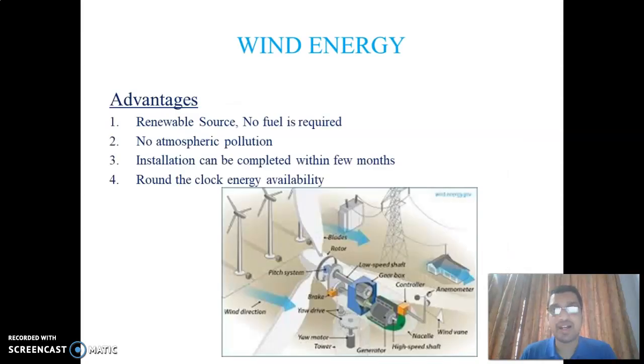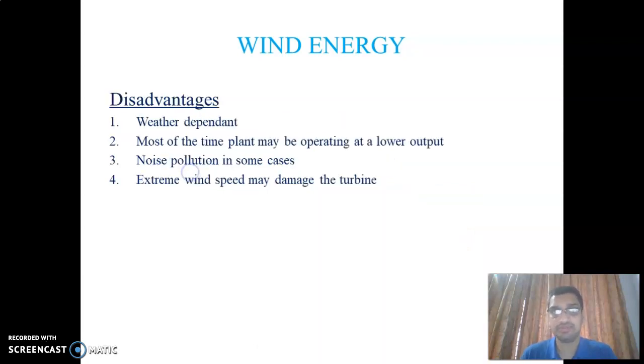Then the advantages of wind energy. It is a renewable source, so no fuel is required. That's why the running cost is very low. Then there is no pollution, we can install a wind system easily, and there is round-the-clock energy availability.